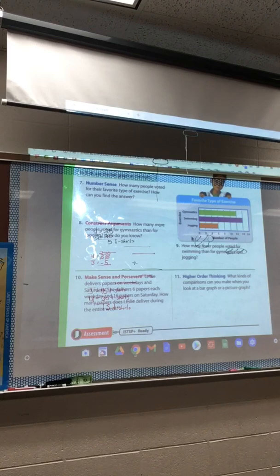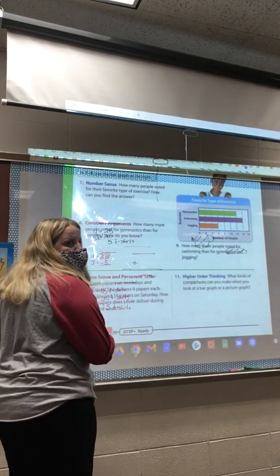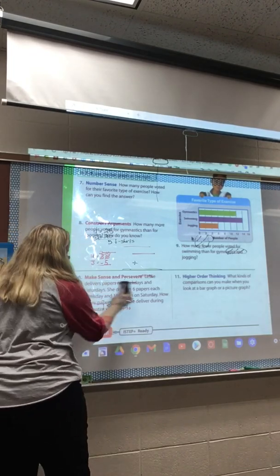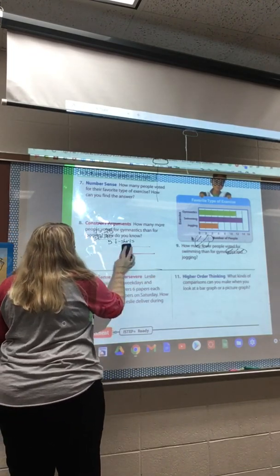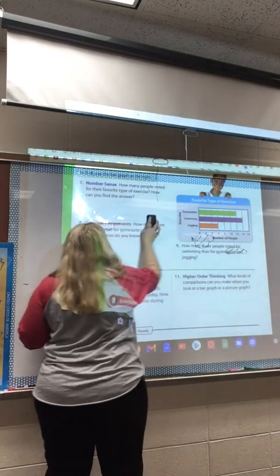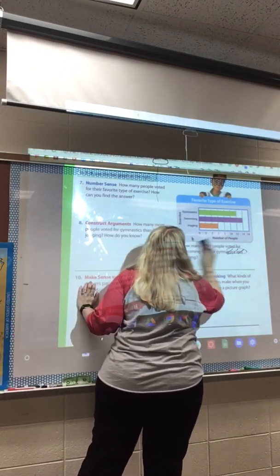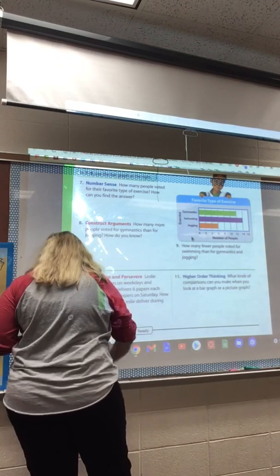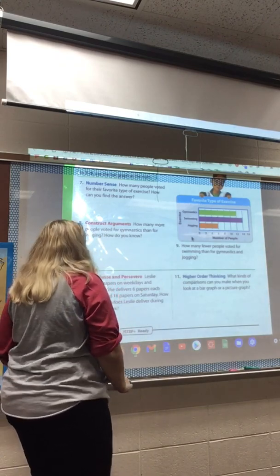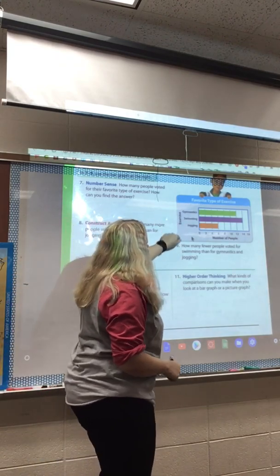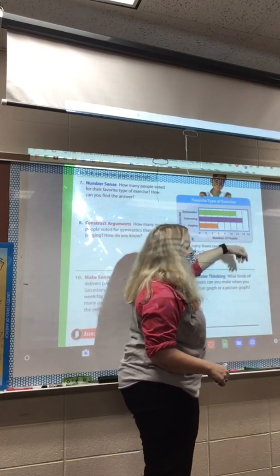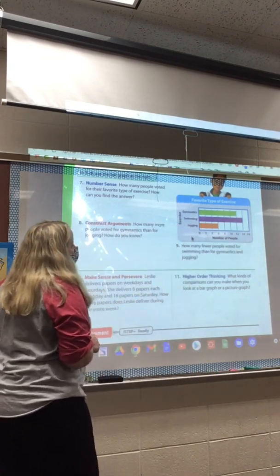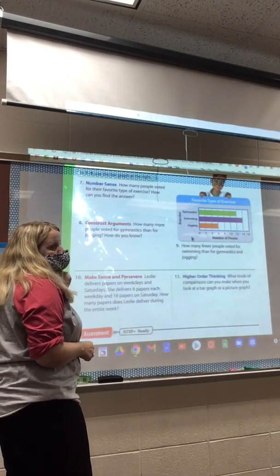Number 7. We got to look at the bar graph first before we do anything else. What is our title? Who can read the title for me? Emily? Favorite types of exercise. And then on the side there it says exercise. And then it says number of people. So I'm guessing this is a graph telling me the number of people that use this type of exercise.